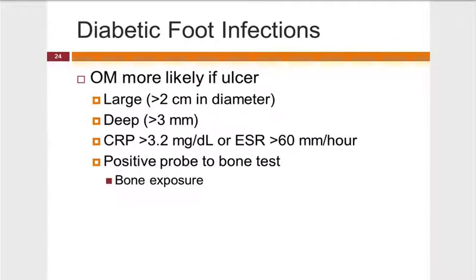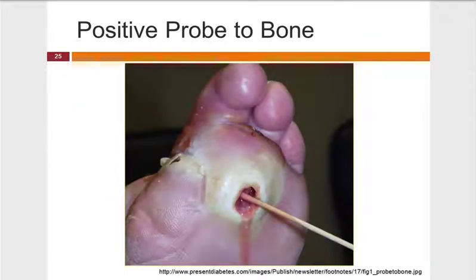Now, I know we love imaging and we rely heavily on imaging, but if you're not in an area where you can readily get an MRI, or where the small bones are a little more difficult, just something to keep in mind. Ulcers that are big, deep, and those that have a higher ESR, CRP, and a positive probe to bone test, right? That's when your bone is exposed. All are most likely consistent with osteomyelitis. So you may not need that $1,000 test to tell you that if somebody's foot is consistent with osteo.